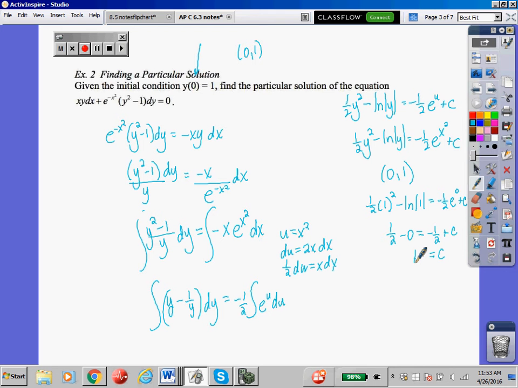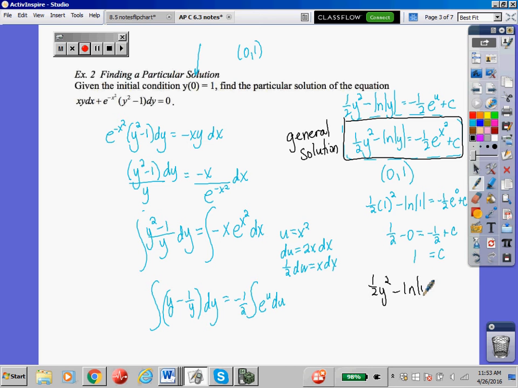So let's stop a minute here, okay? This one, when you have c in it, that's called the general solution. When you find c and plug it into the general solution, that's called the particular solution.